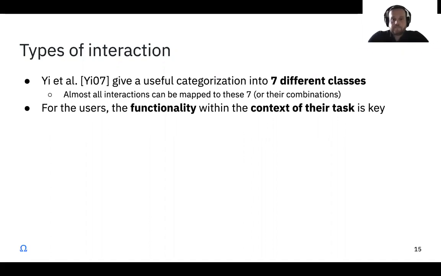Of course, we have to again emphasize that for the users, the functionality within the context of their task is key. So if you nicely model everything, but it's still not very useful to the user, then they might not appreciate that you're following Pike and Yi. So you always have to think about the context of the user's task. This is a framework to help you.